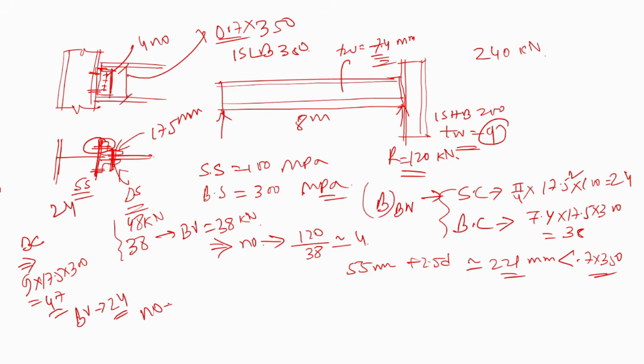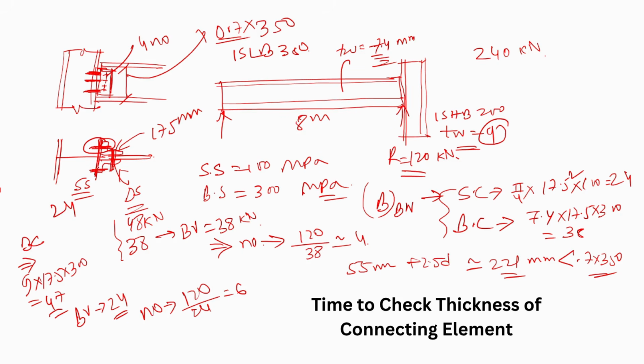How many are required? 120 divided by 24, so about 6. We are providing them at both sides, so on each side there will be 3 bolts, 1, 2, 3. Clear? The detailing is clear. The bolt design part is over. Now we have to design the angle thickness.